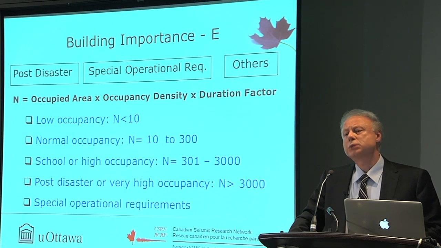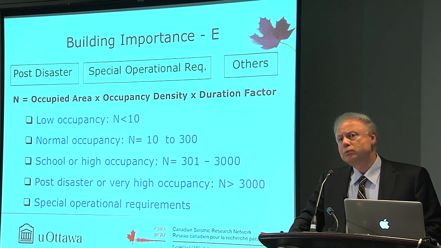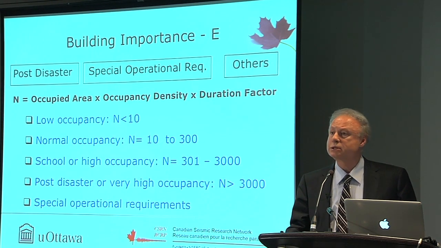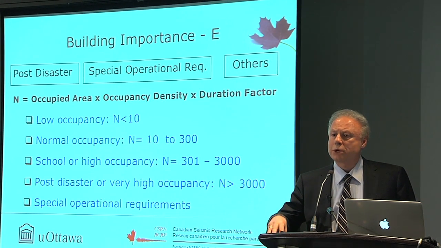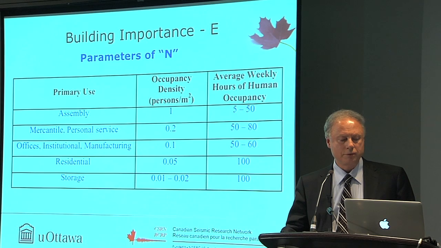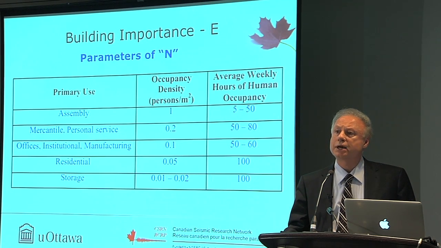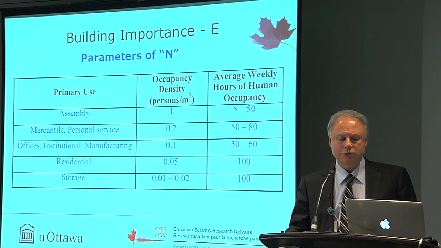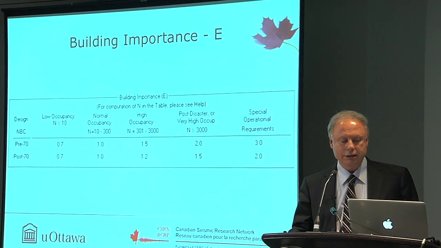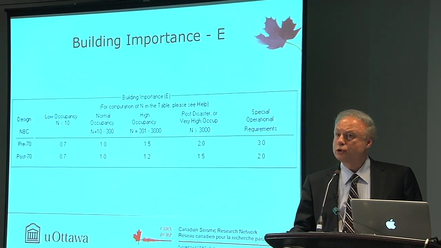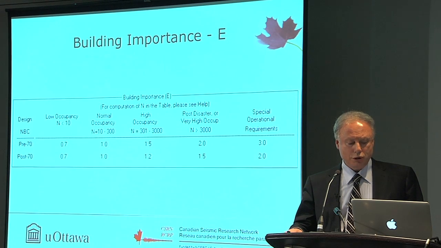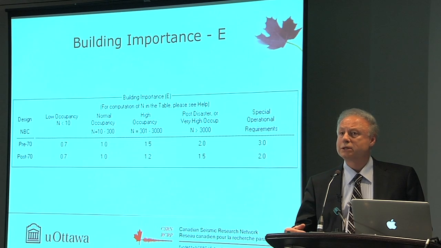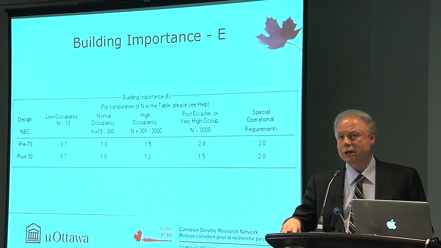All others are essentially based on use and occupancy, the number and intensity of occupants, and there's a simple equation that you have to go through to assess that this is a densely populated building and hence it's important. And once again, these are the elements of that parameter N that one can quickly calculate, and then these are the importance factors, introduced again pre-70 and post-70, 70 being the benchmark year for the introduction of recent modern building codes.